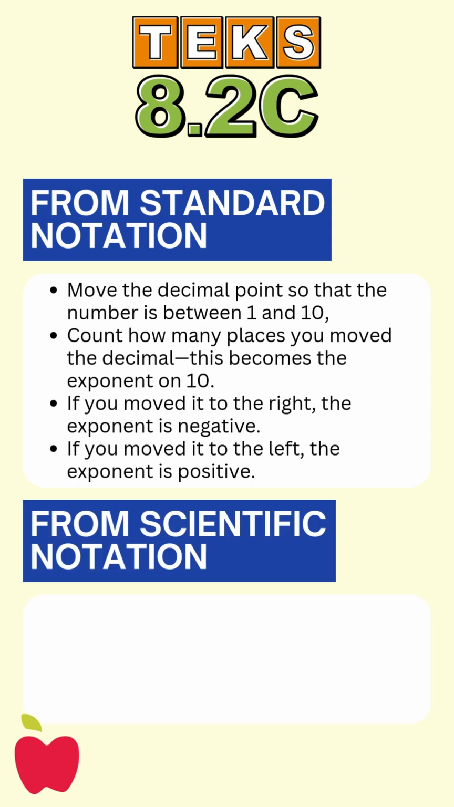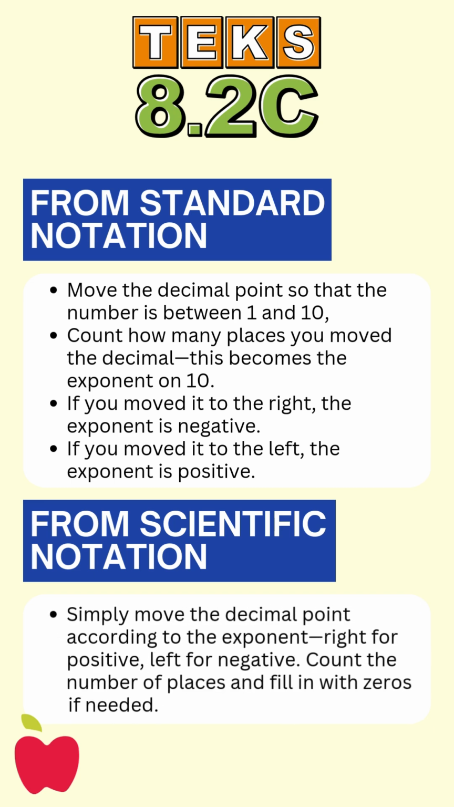To convert from scientific notation to standard decimal notation, simply move the decimal point according to the exponent. Right for positive, left for negative. Count the number of places and fill in with zeros if needed.